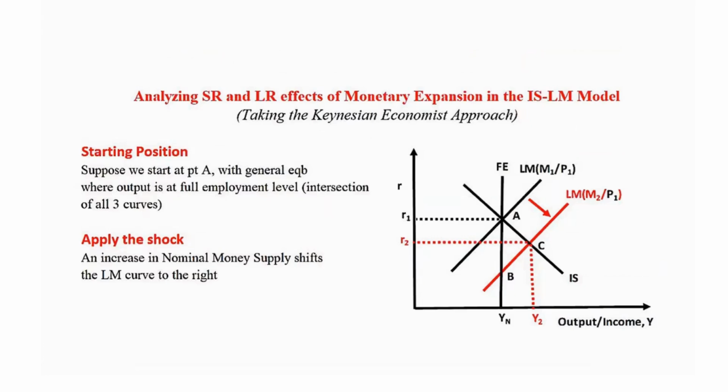Let's analyze the short-term and long-run effects of an increase in nominal money supply in the IS-LM model. Let's start with point A, which is the point of general equilibrium, as it's at the intersection of all three curves: IS, LM, and FE line. So we start from a point where output is equal to the potential output or natural level of output Yn. Now say nominal money supply increases, that will cause the LM curve to shift towards the right.